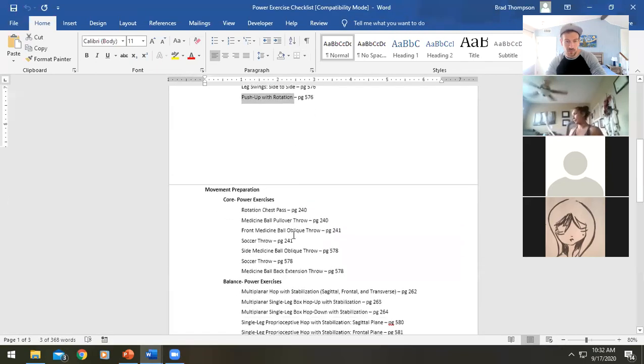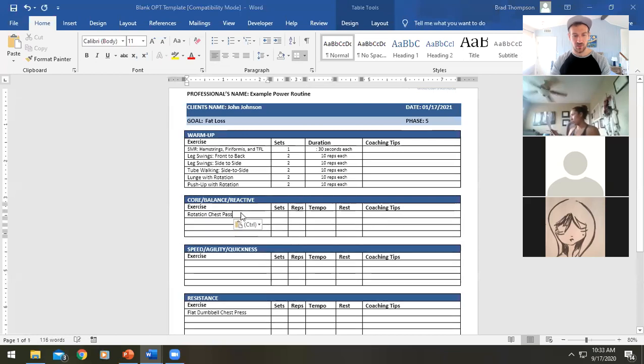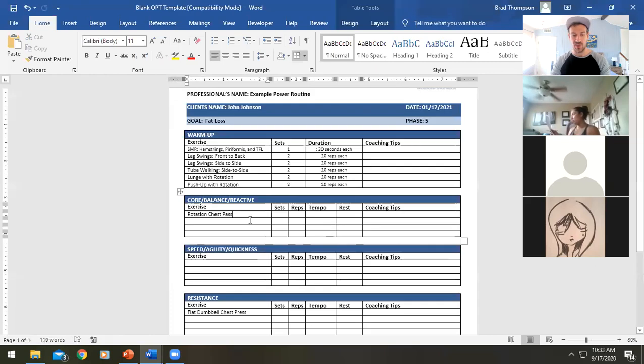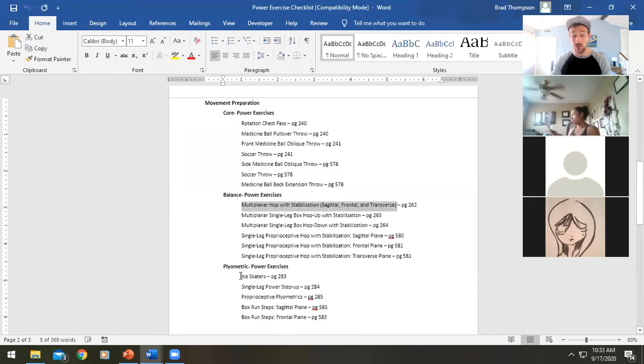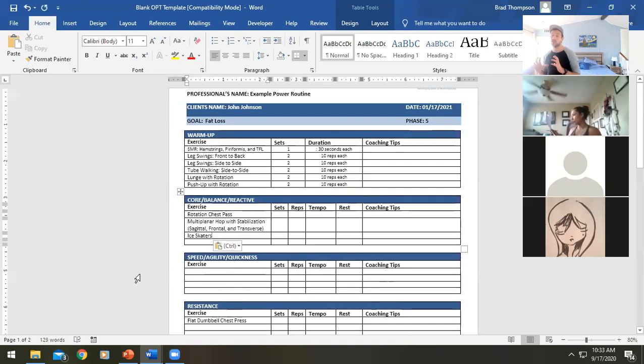So I'm going to open up here. I'm going to choose the first ones. That's a rotation chest pass, multiplanar hop with stabilization. So that's all 3 planes of motion there, and ice skaters. That's pretty good. So medicine ball chest pass, there's my core power, right? Boom, super explosive.